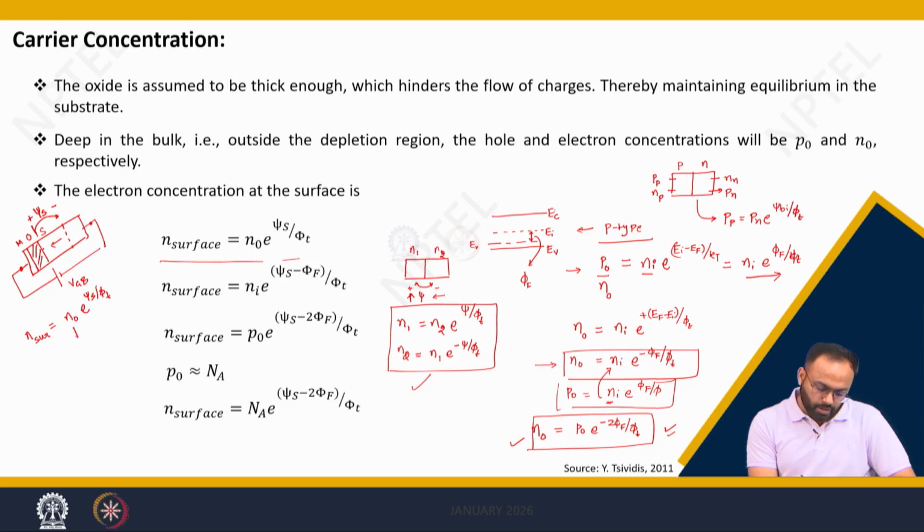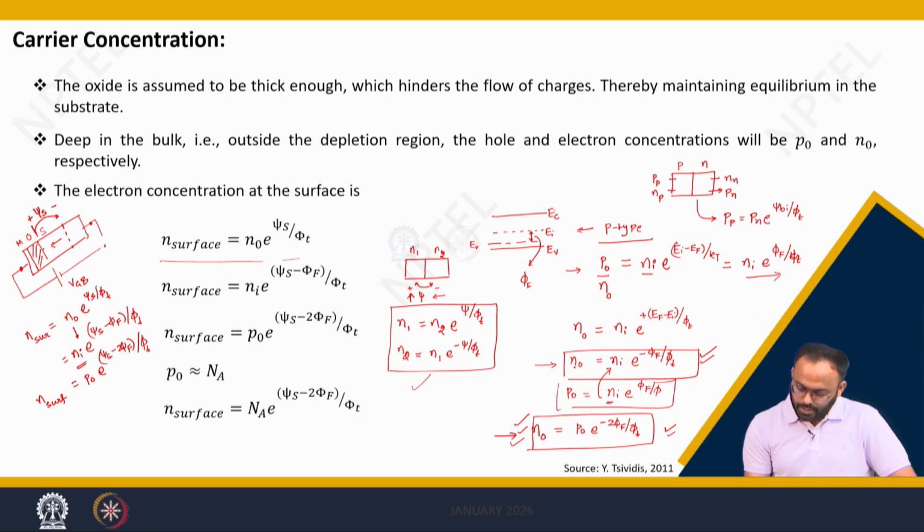Now this N naught, from our basic understanding, can we remove that? So yes, Ni exponential of psi s minus phi f divided by phi t. Again, can I replace this Ni by this equation? Because I want to represent what is the N surface. N surface stands for the electron concentration at the surface in terms of the doping concentration of the body. So this can be removed as P naught e to the power of psi s minus 2 phi f by phi t here, right.